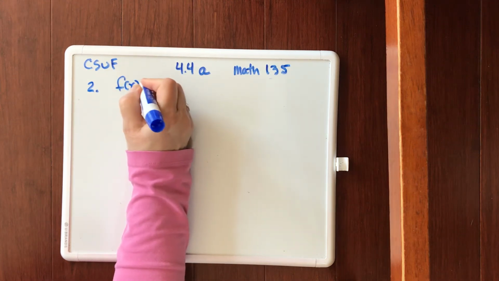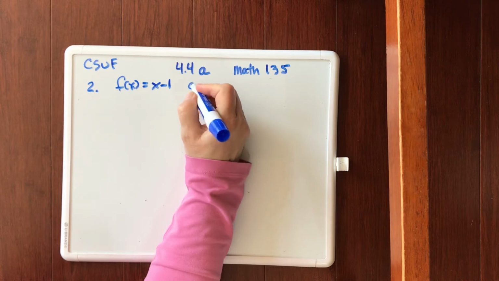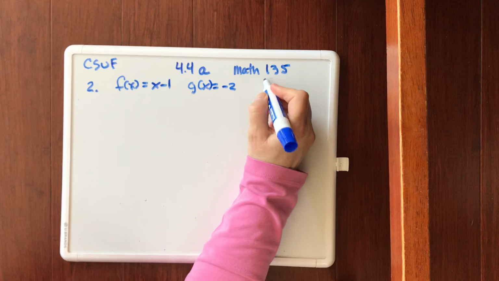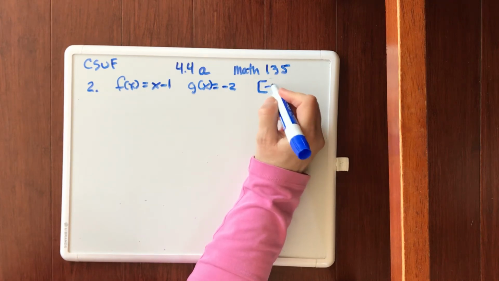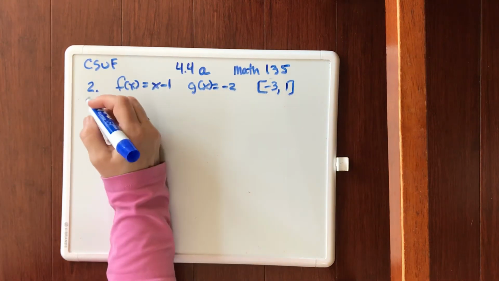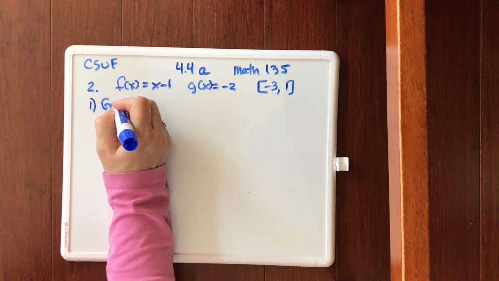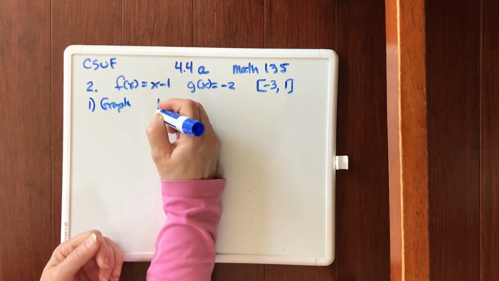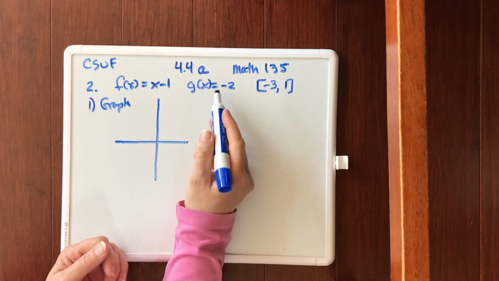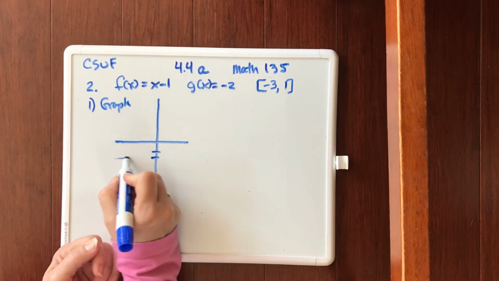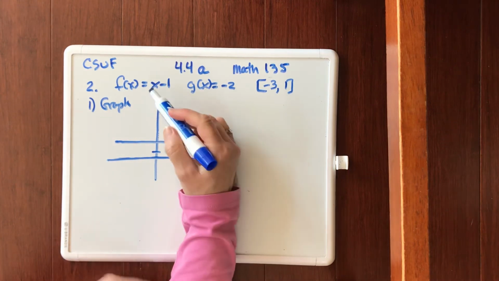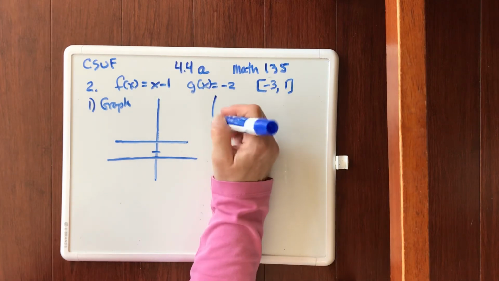f of x equals x minus 1, and g of x equals -2, and we're going to integrate on the interval from -3 to 1. Okay, so the first thing we'd have to do, if we were to graph this, well, this is easy. g of x is -2. There's our -2. There's g of x. All right. Next one, f of x is x minus 1.